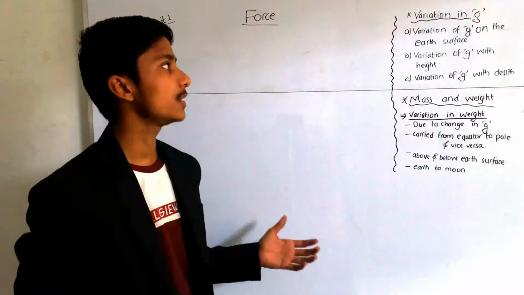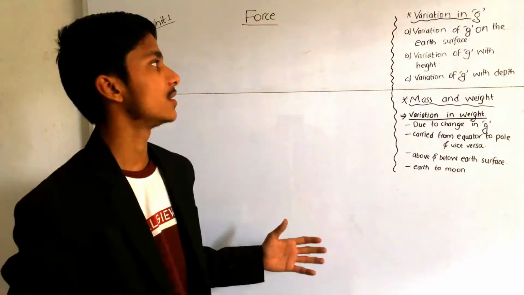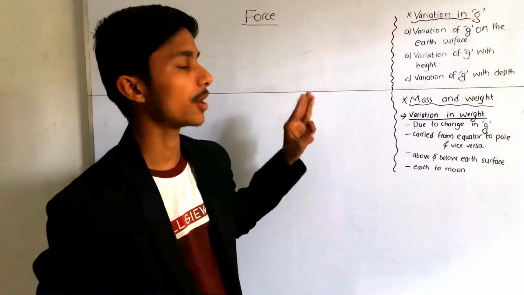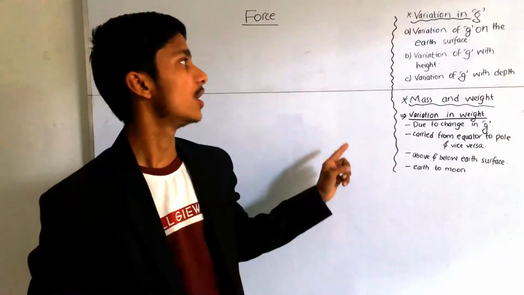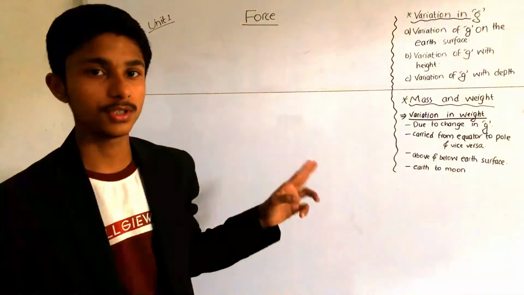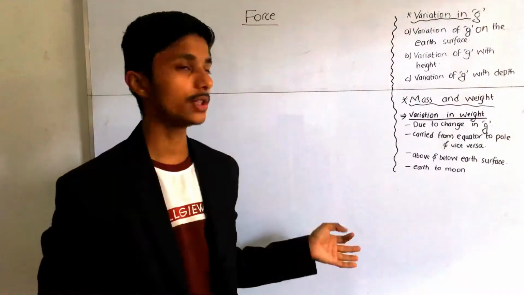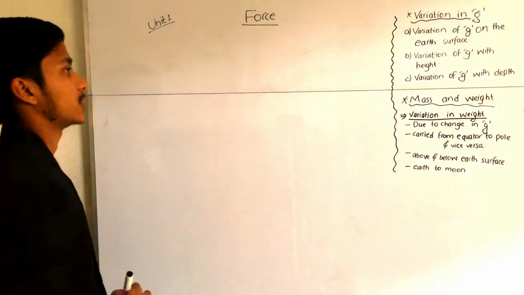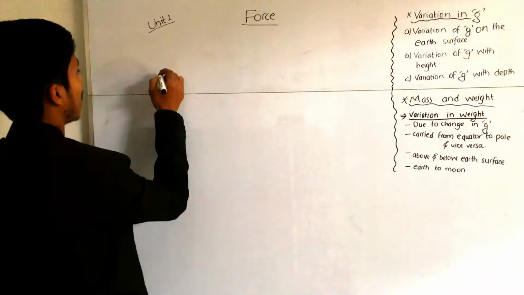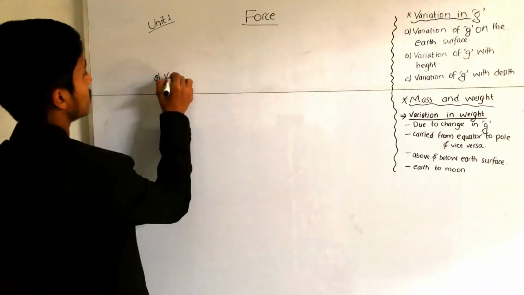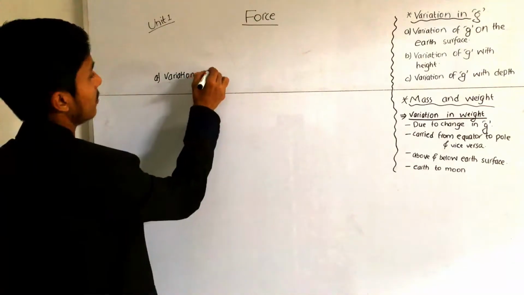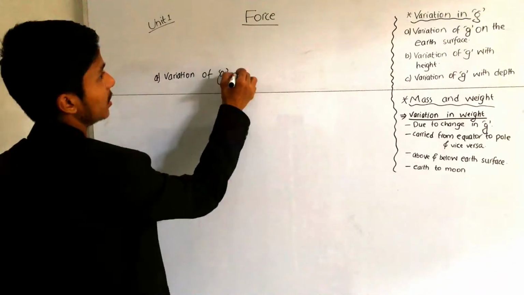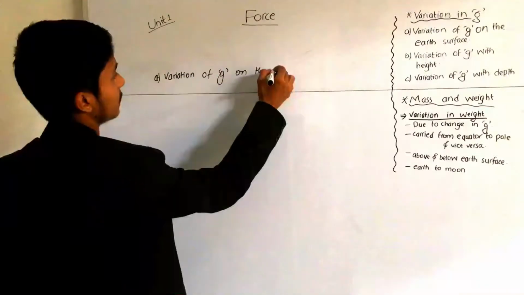Here our topic is variation in g. These are 3 subtopics: variation in g on the earth surface, variation of g with height, and variation of g with depth. Let's take the first topic: variation of g on the earth surface.